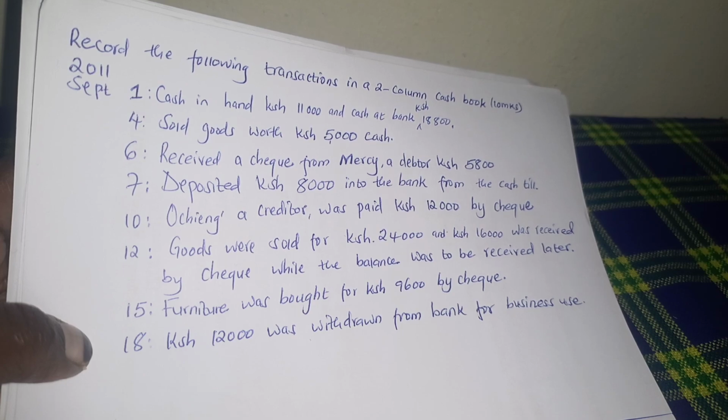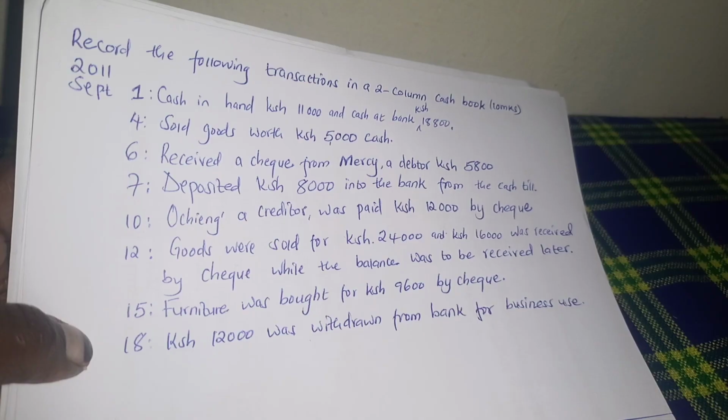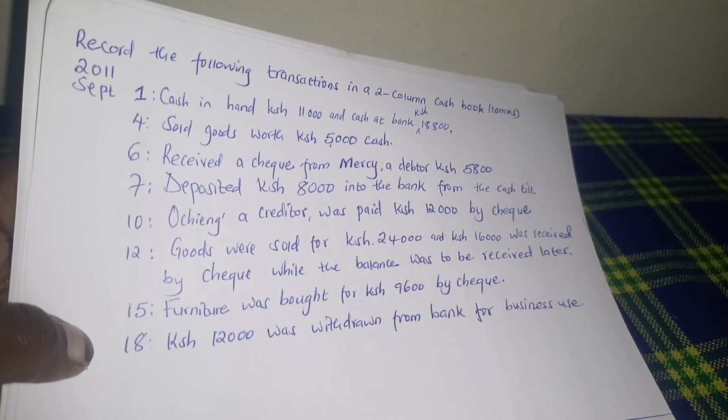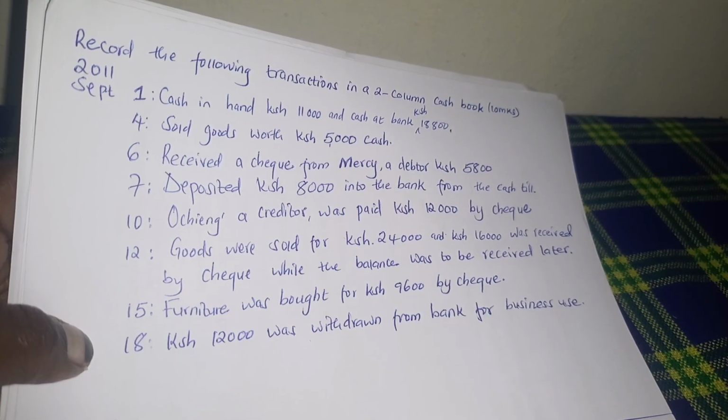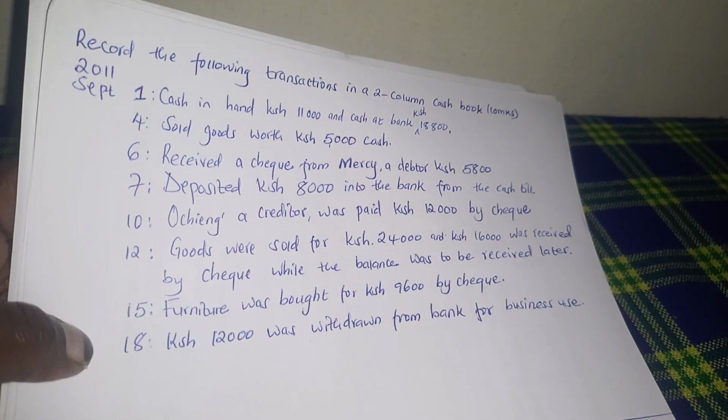12th, goods were sold for Kenya shillings 24,000 and 16,000 Kenyan shillings was received by check, while the balance was to be received later. On the 15th, furniture was bought for 9,600 Kenyan shillings by check, and on the 18th, 12,000 Kenyan shillings was withdrawn from the bank for business use.